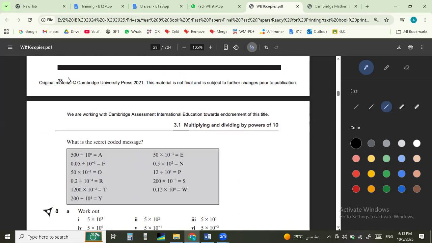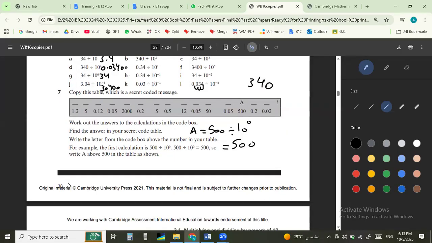For example, the second one is 0.05 divided by 10 to the power of negative 1. A negative power means as if you're multiplying by 10 to the power of 1. So I move the decimal point 1 digit to the right, and it becomes 0.5. So 0.5 is F. I look for 0.5 up there, and I write F. You keep going with the rest of the questions down there, and you put the letters up in the box until you find the final one.